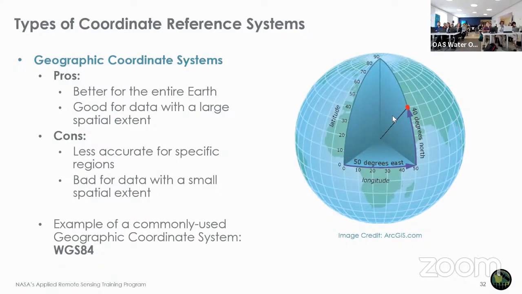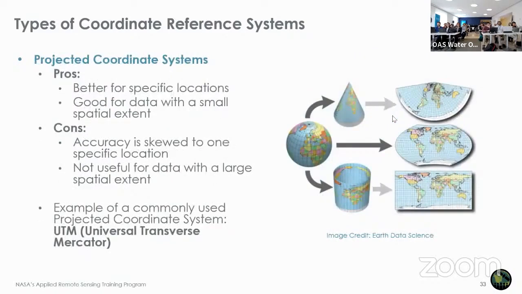A con is it's not accurate for very exact locations. So if you're looking at, say, the North Pole, or if you're looking at Buenos Aires, it's not going to be as accurate because its intention is to be a global coordinate system. And the typical reference system for the geographic is the WGS 84. That stands for World Geodetic Survey, 1984.